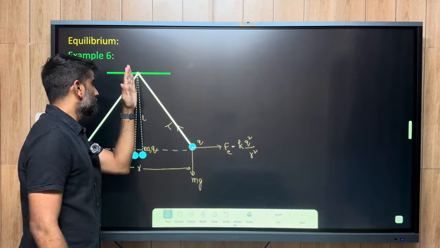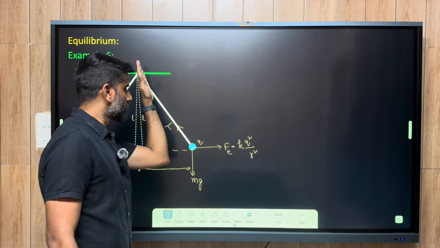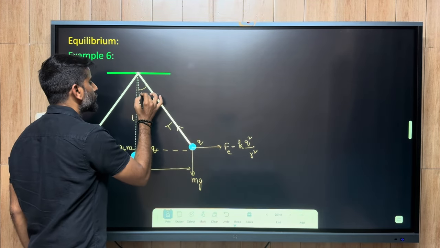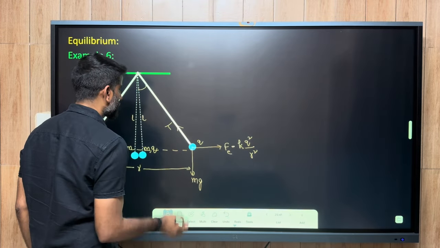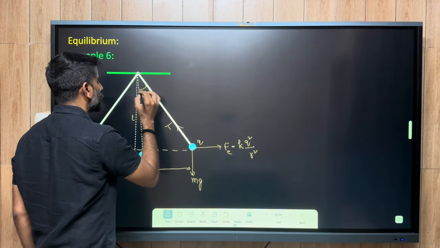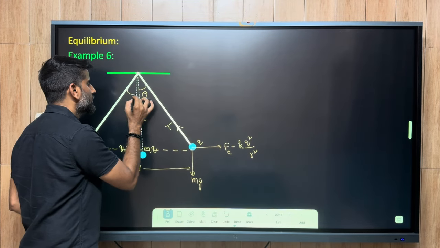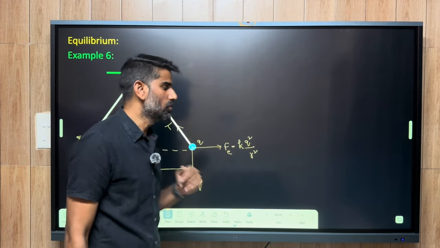Now, the strings are vertical at the very beginning, but due to the repulsive force, the strings move away from each other. That means they make a certain angle with respect to the vertical. I'm considering that angle as theta. If this angle is theta, this angle also should be theta.